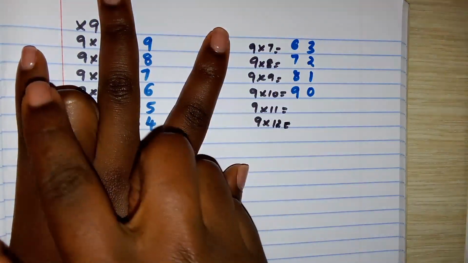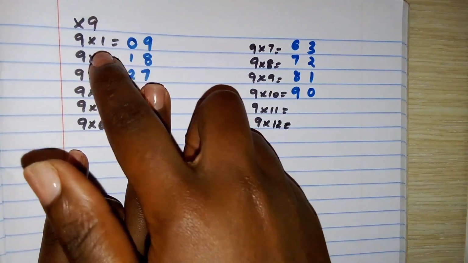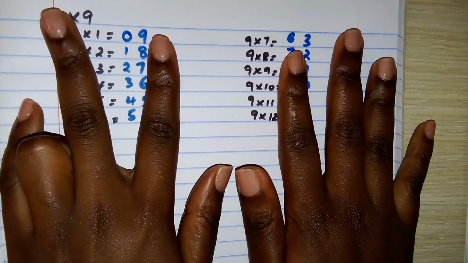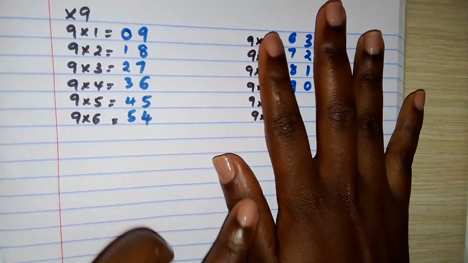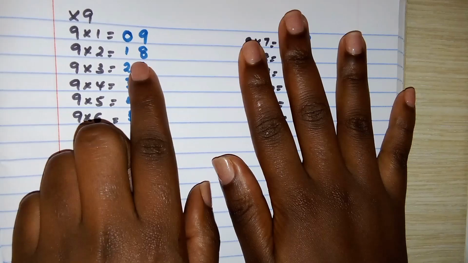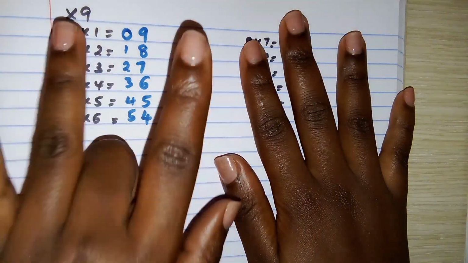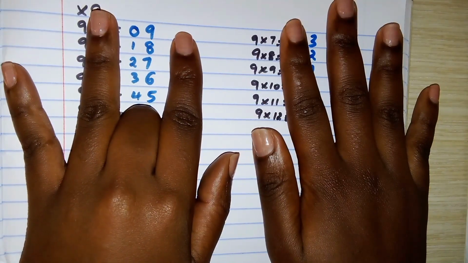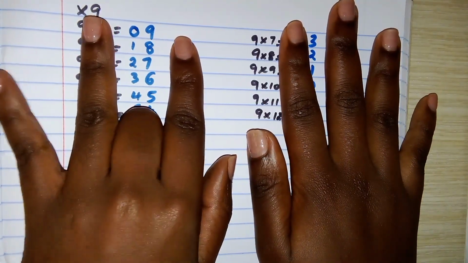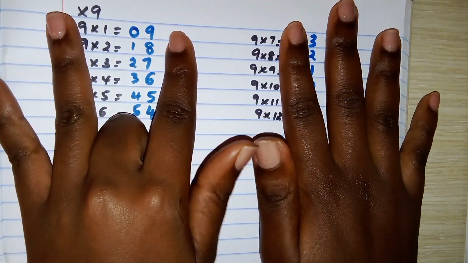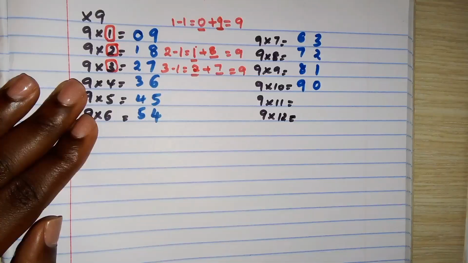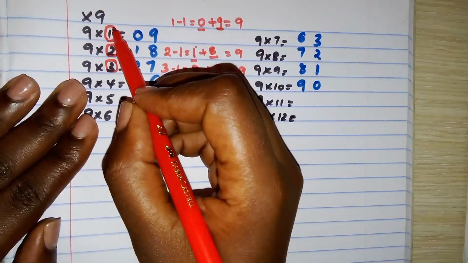Count all the numbers to the left side. We have 1, and then 1, 2, 3, 4, 5, 6, 7, 8. So it becomes 18. 9 times 3, fold the third finger, then 2 on your left side and 7. So it becomes 27. So the third hack, you take the 1.